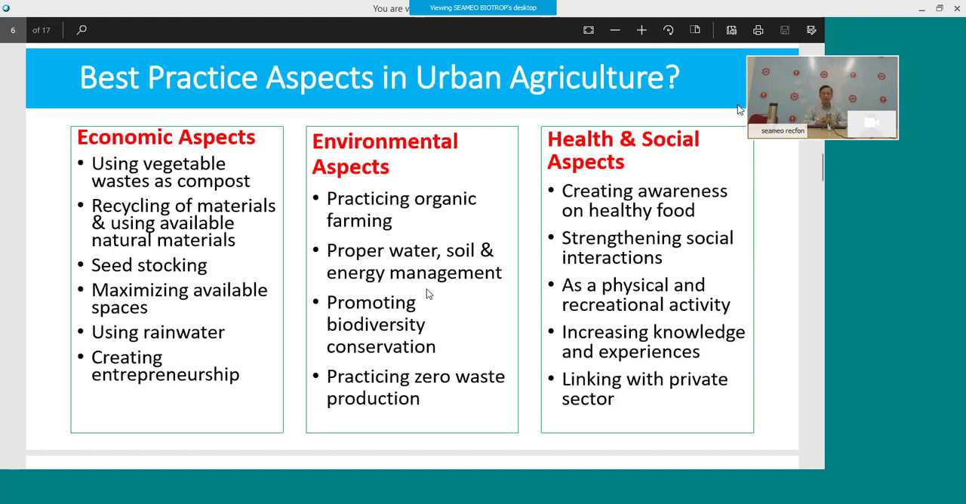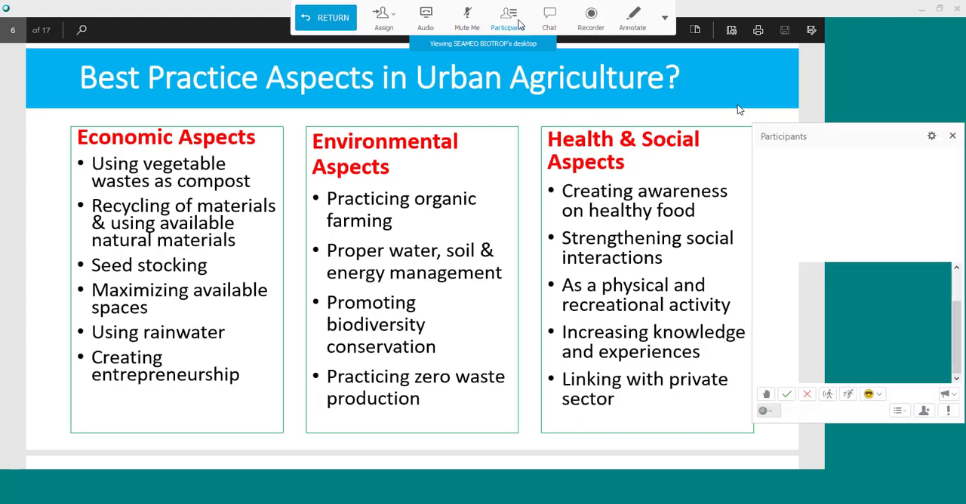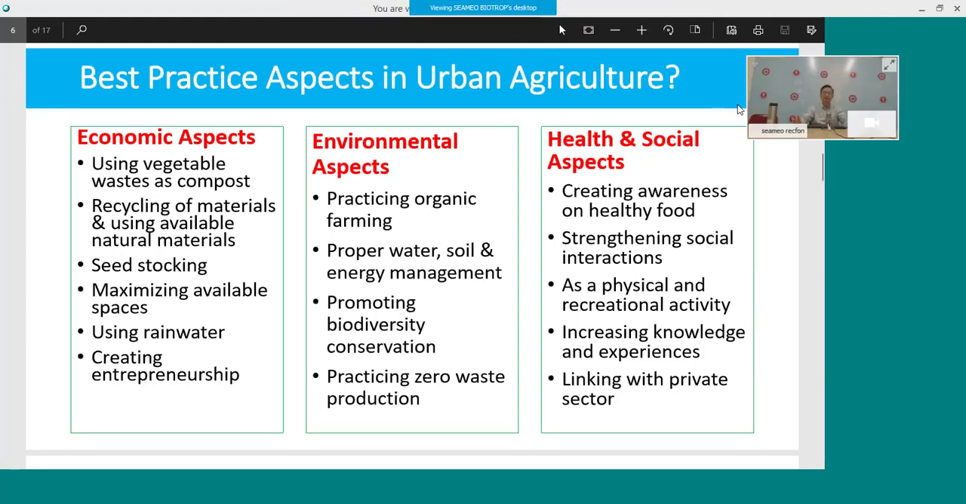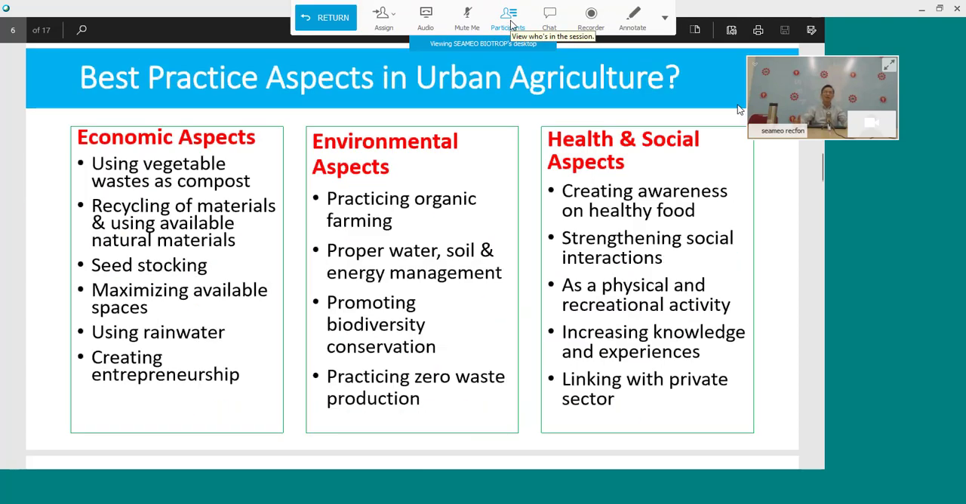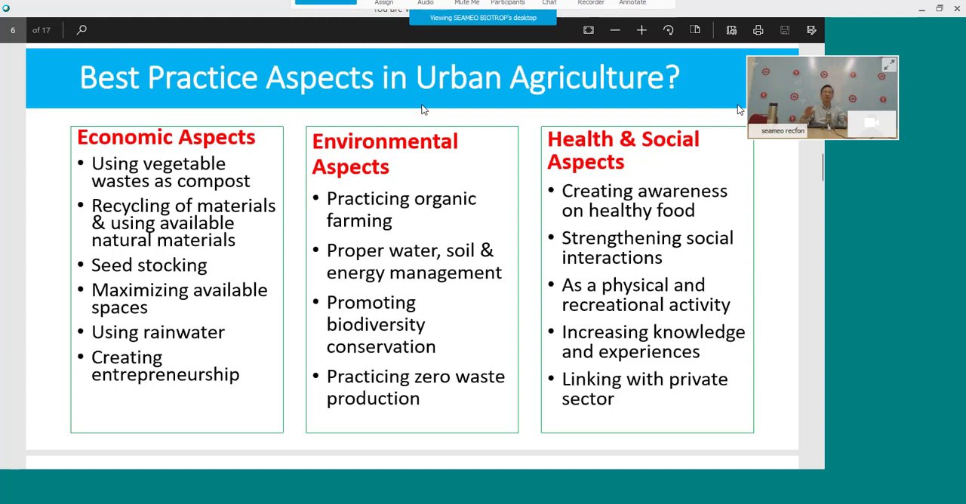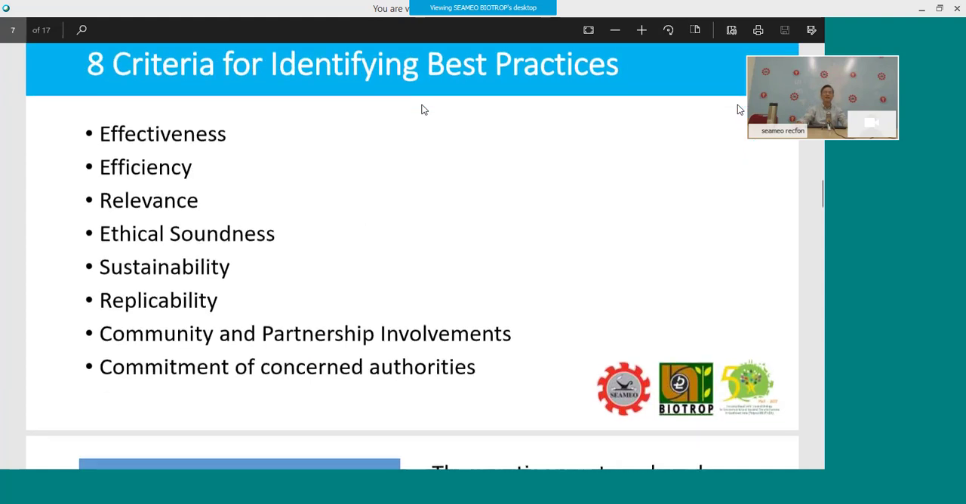This is the same thing that happened to one of the partner schools of Biotrop when they adapted mushroom production in their school, and now they're producing a lot of mushrooms and producing satay mushroom and also mushroom bowls. And now a lot of schools are visiting them every day or every week because they have been very successful in the mushroom production in their school. Okay, so look into all these aspects. Later on, you will identify your best practice. Let's move on to the next topic.